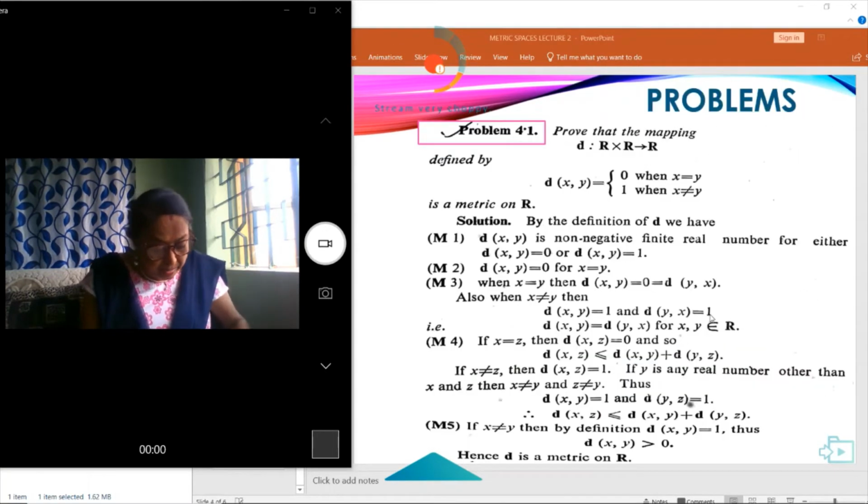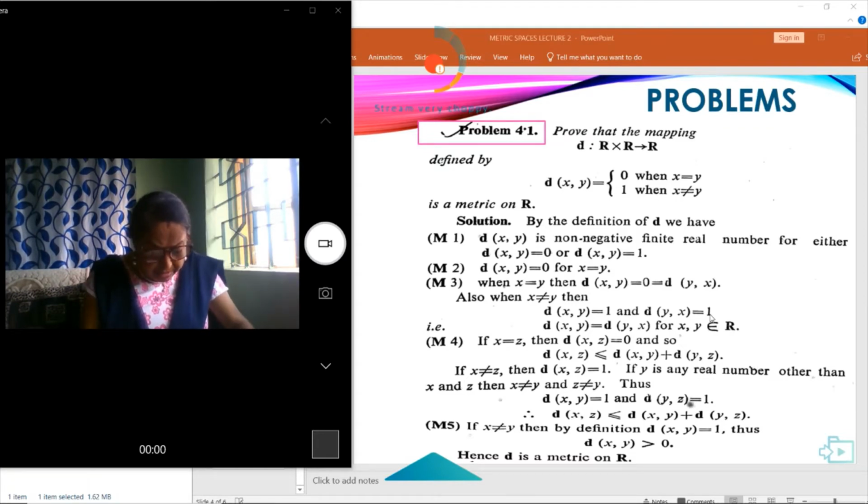Now, take an example. Prove that the mapping d: R × R → R defined by d(x, y) equal to 0 when x is equal to y and equal to 1 when x is not equal to y is a metric on R. By the definition of d, we can show that the first, second, third, and fourth postulates are satisfied. Now, we shall prove the fourth postulate.